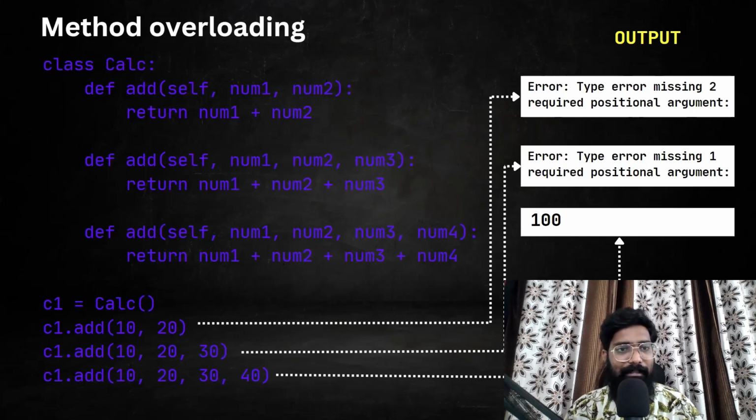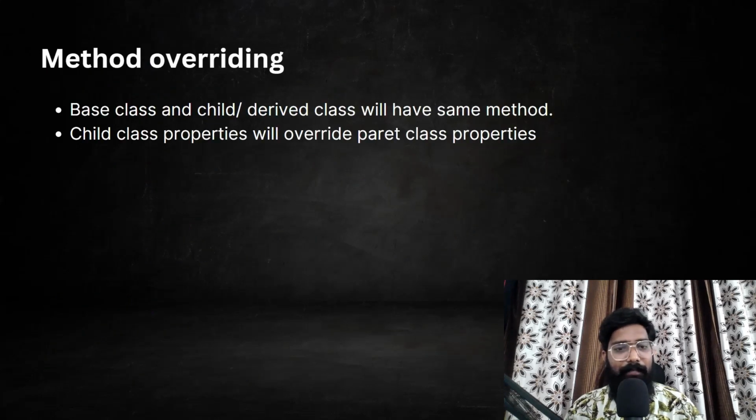Then the second thing is method overriding. In method overriding, we have two or more classes, which are probably a base class and a child or derived class. The base class and the derived class will have the same method. The signature can be different, but their implementation will be different. We can simply say that.